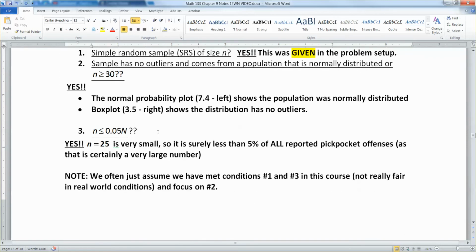Then we need to know that the sample size, which was 25, is less than 5% of capital N. Well, we're going to kind of wave our hands like a magician at this. We only had 25 for our sample size, and that's quite small. And capital N would be the population, or all pickpocket offenses, like all of them in the whole of the US, right?